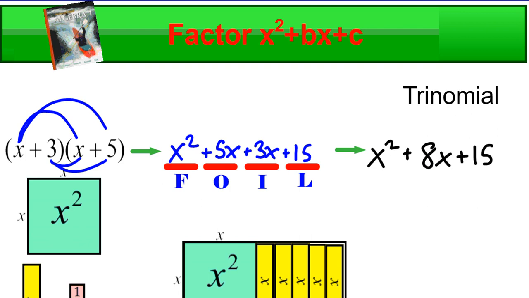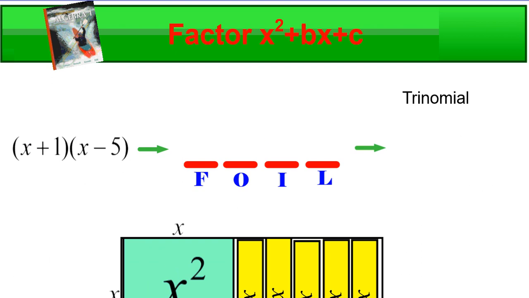Now let's look at why these numbers and the answers are what they are. Why is this 15? Because this is the multiplication of 3 times 5. Why is this 8? Because it is the addition of 3 plus 5, which are my values in my binomial. So the last term is formed from the multiplication, the product of those two numbers. The middle term is formed by the sum, or the addition, of those two numbers. Just keep that in mind. Let's try it again, and then we're going to start to turn this train backwards.